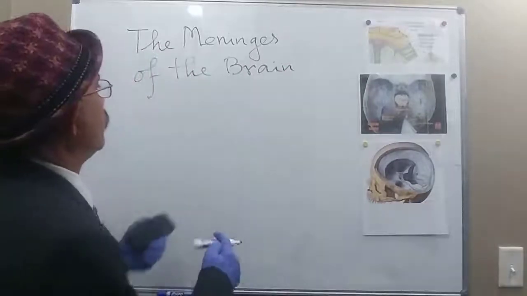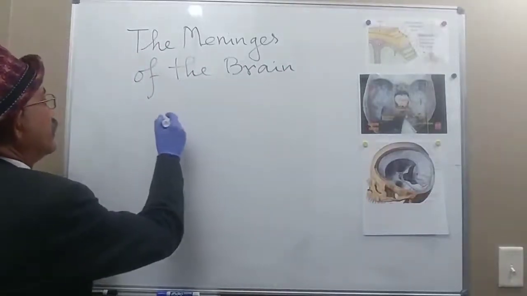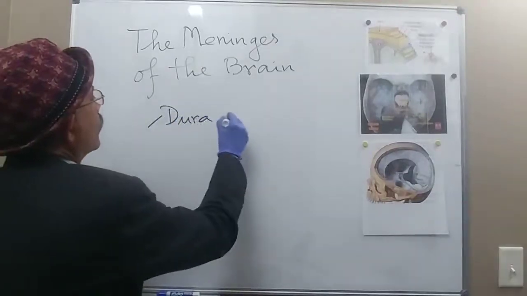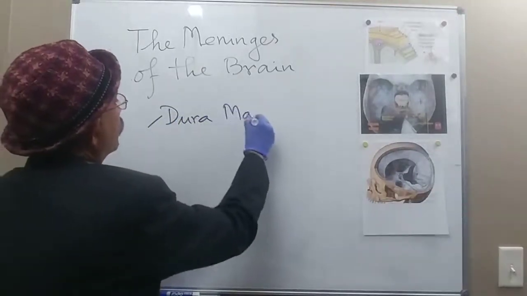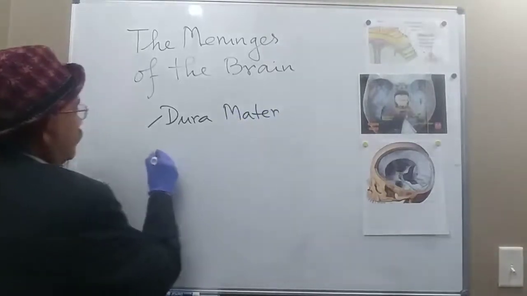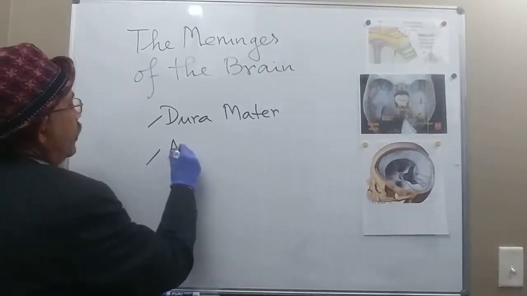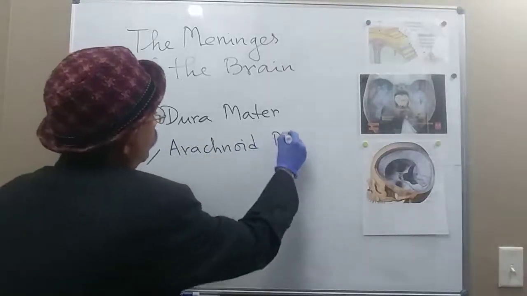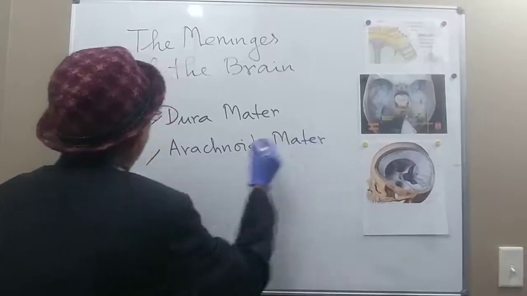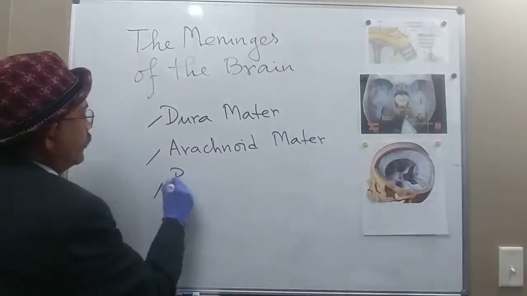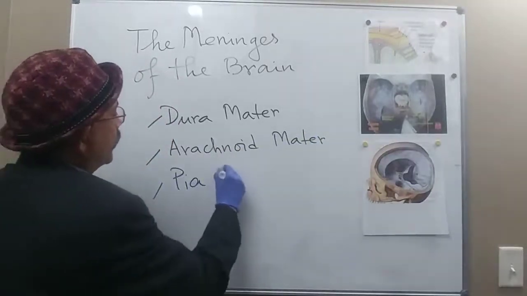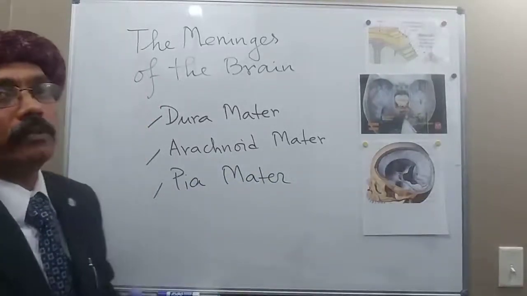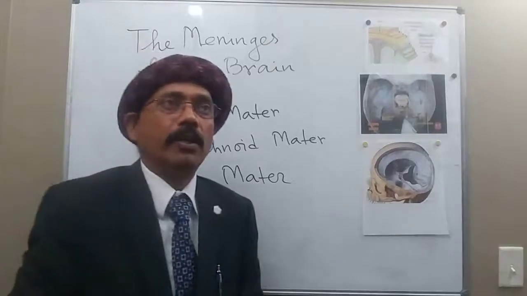So the meninges of the brain have three layers. One is the dura mater. Then we have the arachnoid mater. We have another layer, that is the pia mater. Okay, we have dura mater, arachnoid mater, and pia mater.